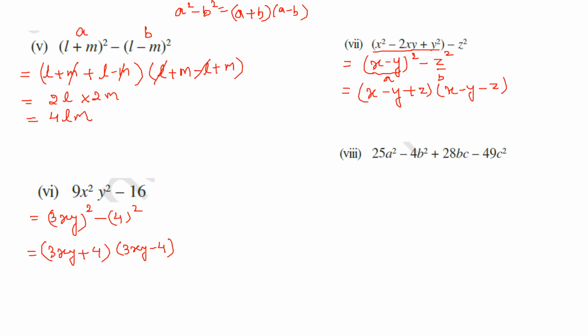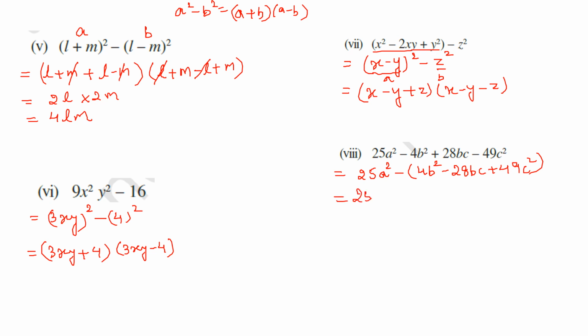Next, 25A square minus 4B square plus 28BC minus 49C square. So this question is a little complicated. If you see here 28BC, and your B and C part is over here. So if I consider these last three terms, I may get the identity either A plus B whole square or A minus B whole square. So let's try it out. So it will be 25A square. I have taken minus common. So it will be 4B square minus 28BC plus 49C square. Now why has the sign changed? Because outside the bracket there is a minus sign. So inside the sign will change.